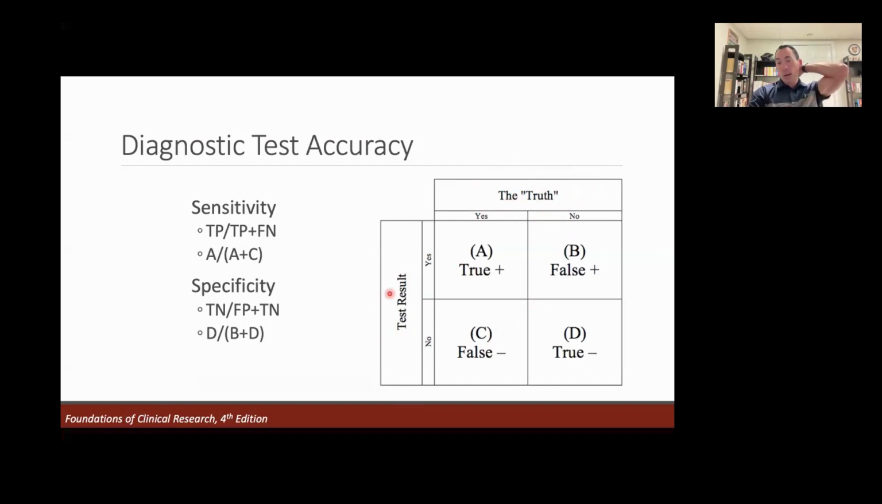So let's use fracture and the Ottawa knee rules as an example. The truth is that they have a fracture or don't, so they have a positive or a negative X-ray. In a sensitive test, we want this test to be sensitive because we don't want to think that they don't have a fracture when they really do.